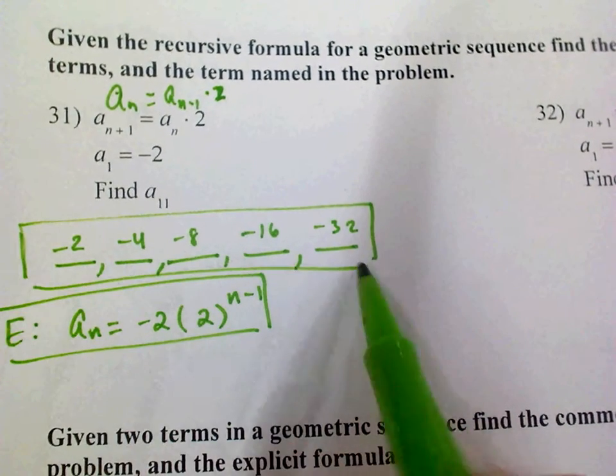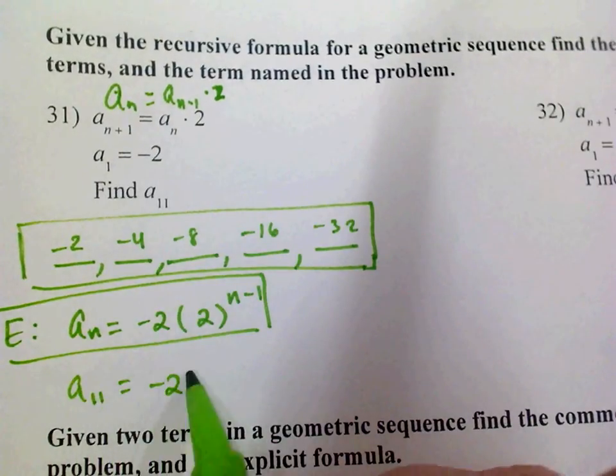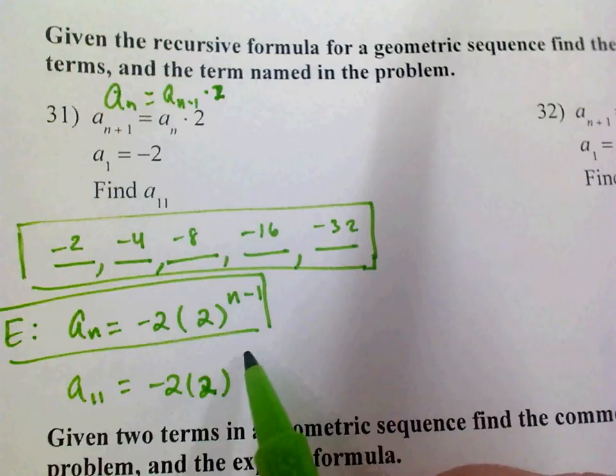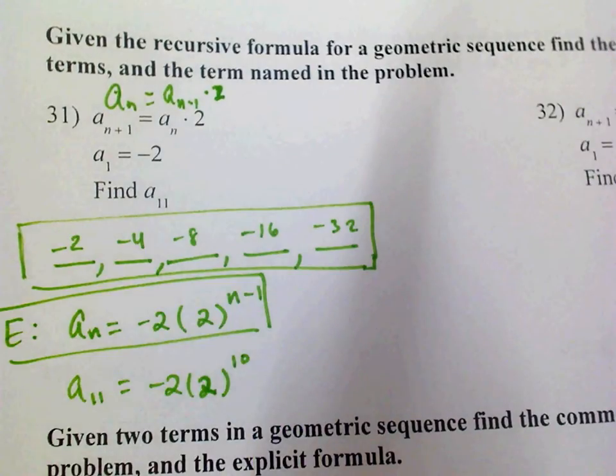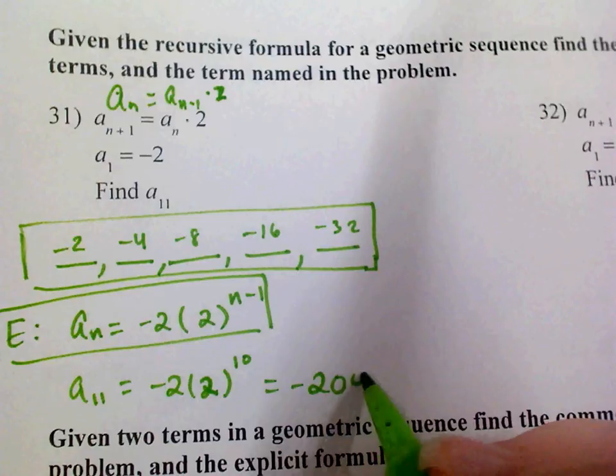And then the last thing I need is the term named in the problem. So a sub 11 equals negative 2 times 2 to the 11 minus 1, so 10. So basically, 2 to the 11th times the negative. 2 to the 11th is 2048. So negative 2048.